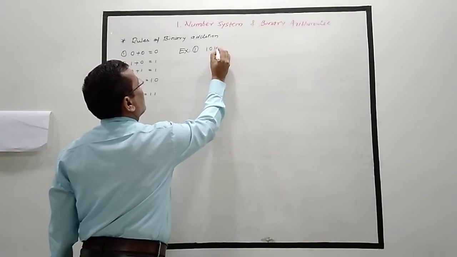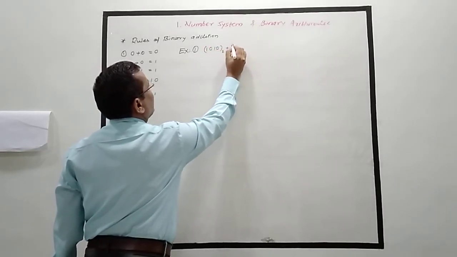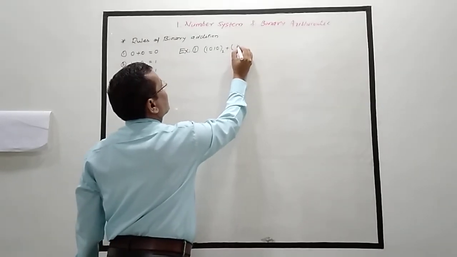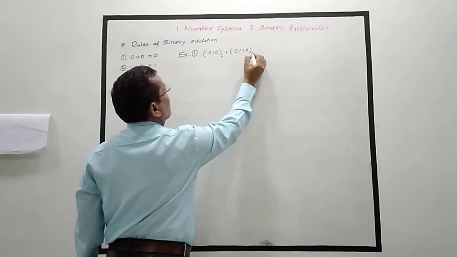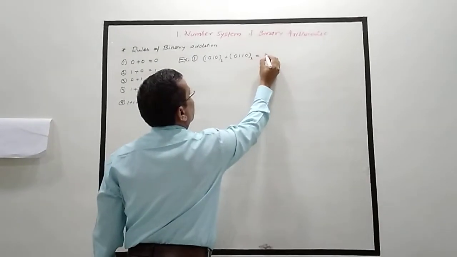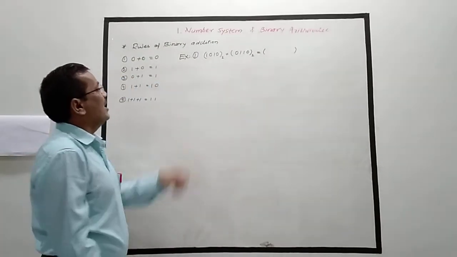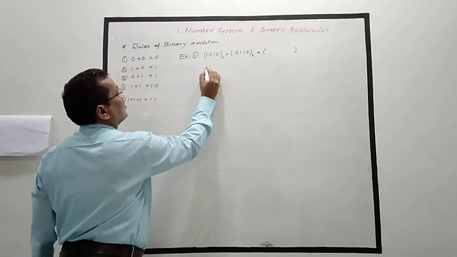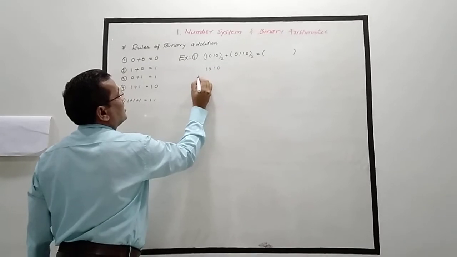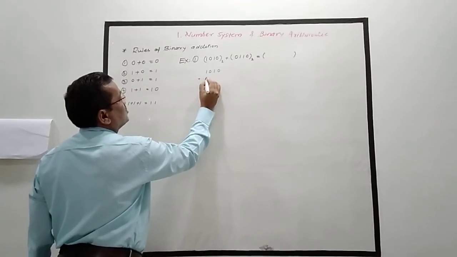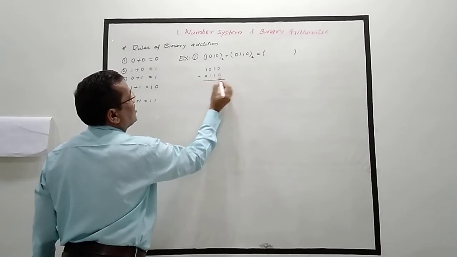Binary number 1010 is added into another binary number 0110. So what we'll get is the binary addition, and that is to be written by adding these numbers. Now, the first number 1010 is added into 0110. What will be the addition?